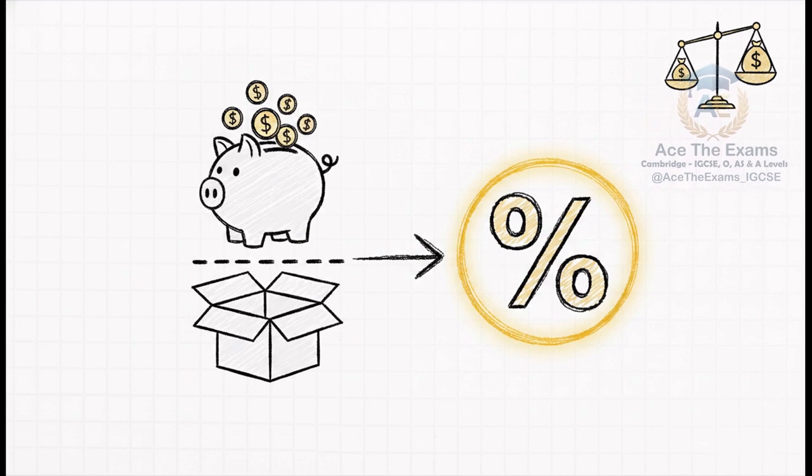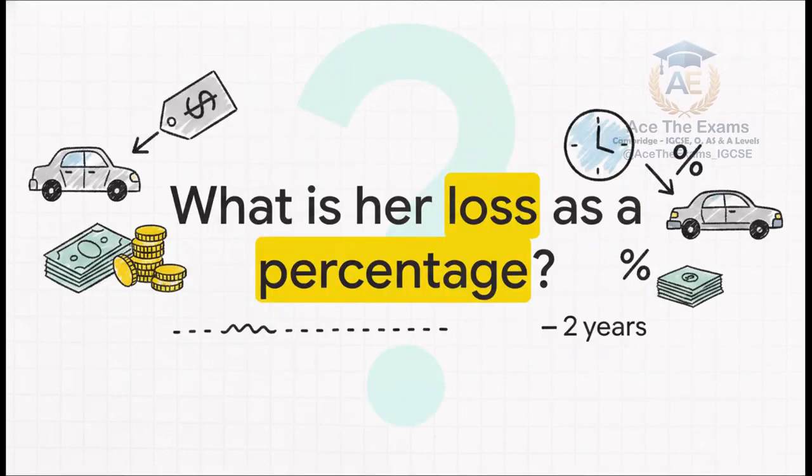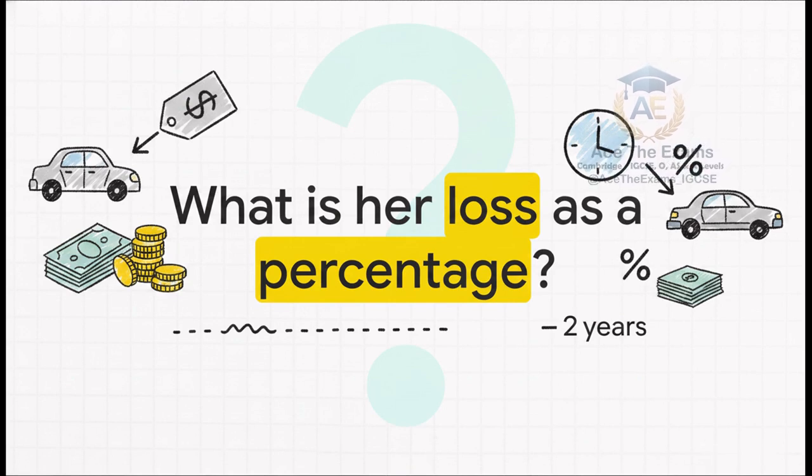Profit or loss divided by the cost price multiplied by 100. This percentage tells you the true efficiency of your money. It lets you compare investments of completely different sizes on a totally level playing field. Let's apply this to a pretty painful but super common financial reality: depreciation. Cars are notorious for this, right?